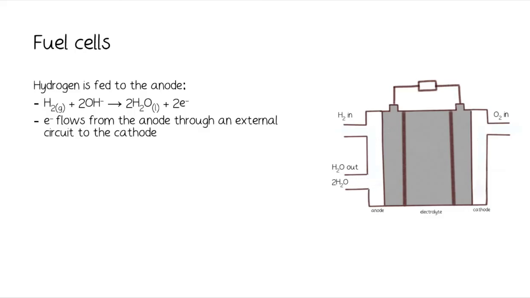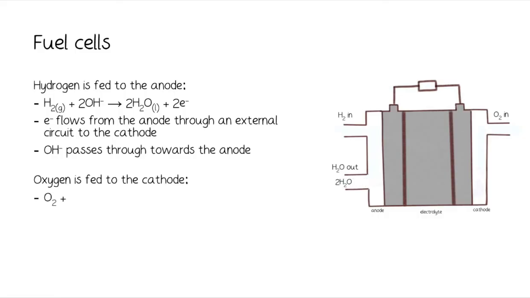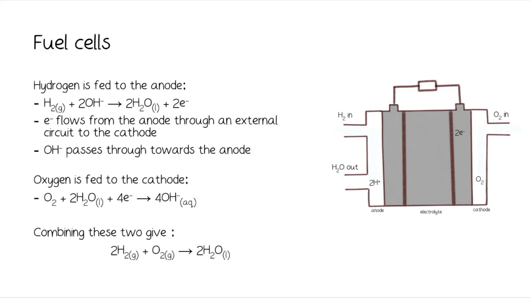And you can see that here because you've got your hydrogen coming in here. It reacts with the OH minus and it generates electrons, which flow through into the cathode. OH minus passes through towards the anode. On the other side, on the cathode, oxygen is fed and this reaction takes place. Combining both of these gives us an overall reaction of 2H2 plus O2 gives you 2H2O.